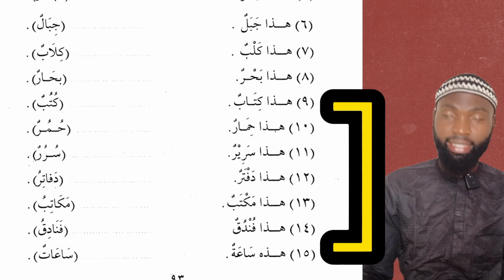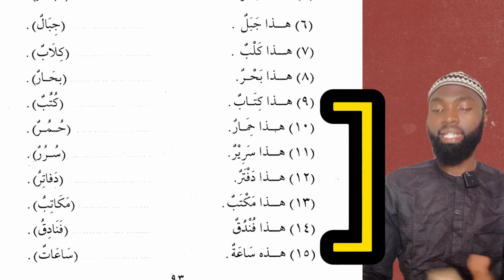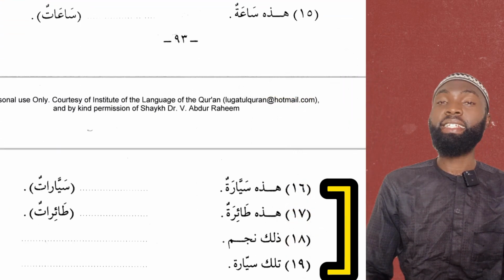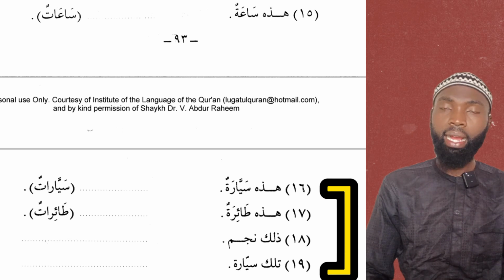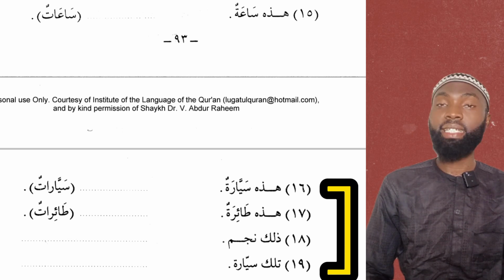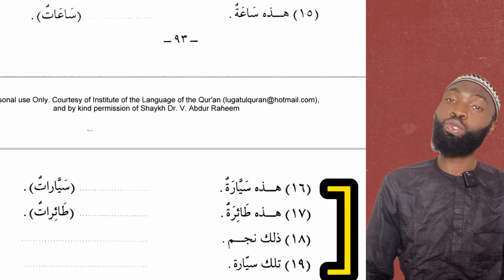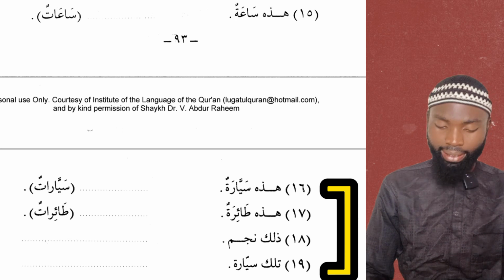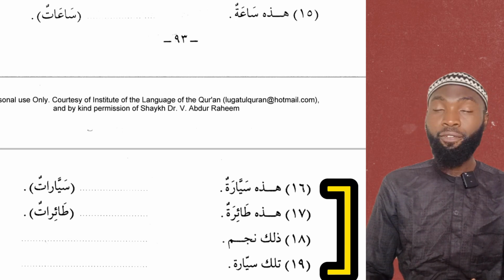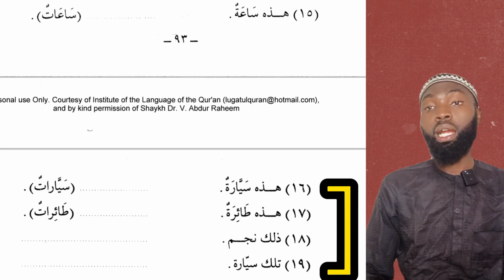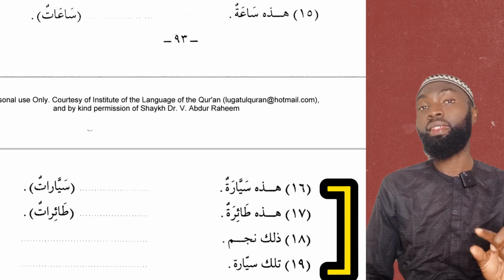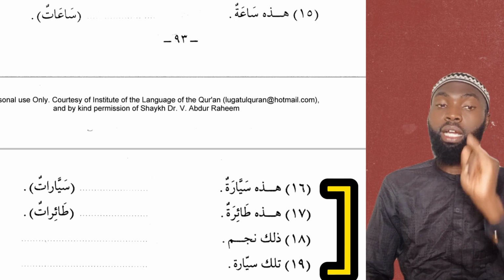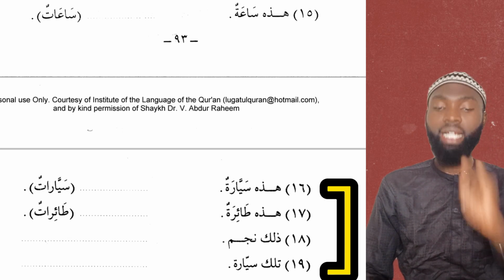And number 15, هذه ساعة. This is a watch. هذه ساعات. These are watches. Number 16, هذه سيارة. This is a car. نعم. هذه سيارات. These are cars. You can see here هذه سيارة. We use هذه because سيارة is a singular feminine word. When we come to the plural, we will still use هذه because هذه is used for both singular irrational nouns and also plural irrational nouns.